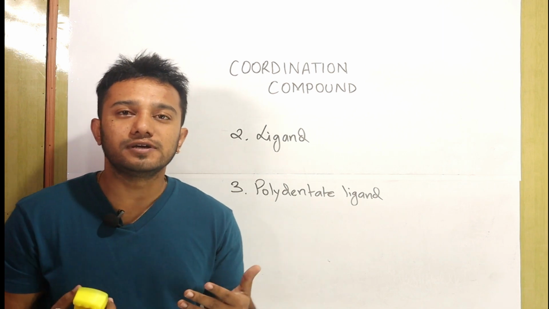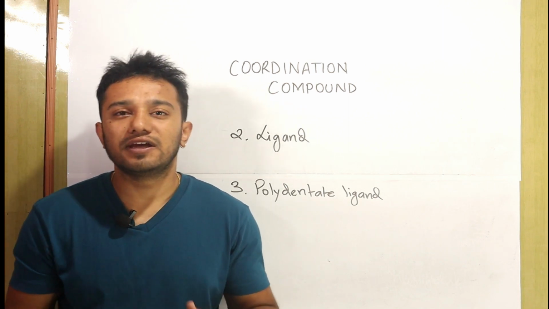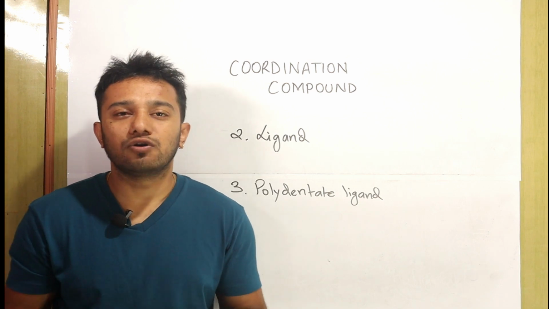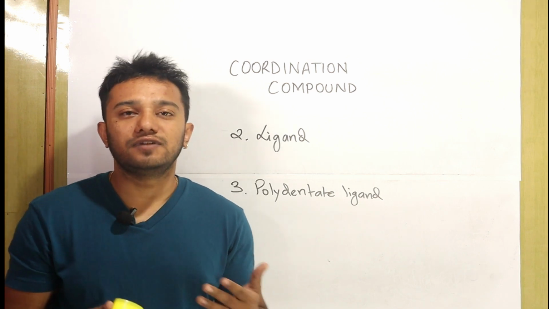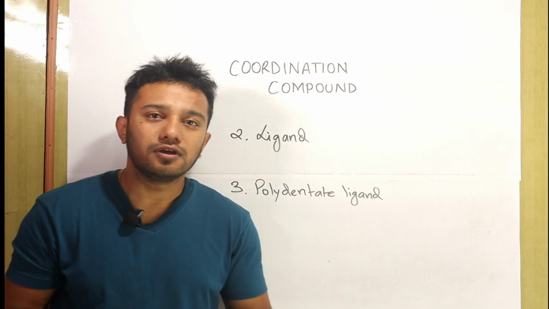So they can have 3, they can have 4, they can have 5, they can have 6 donor atoms. So if they have 3 donor atoms, we shall call it tridentate. If they have 4 donor atoms, tetradentate, right? So it keeps on going.